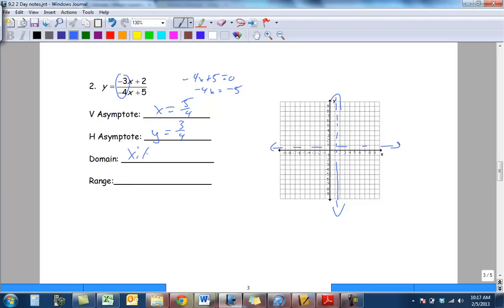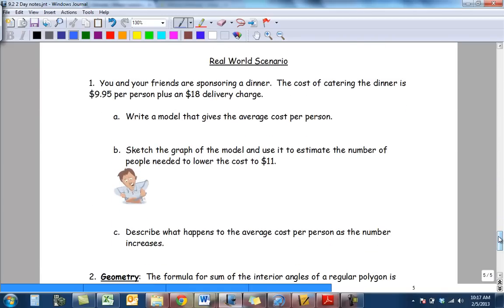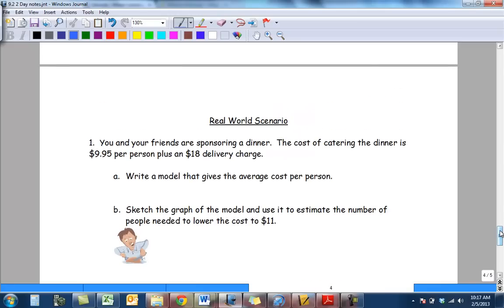Domain, all real numbers, except the asymptote, 5/4, and y is all real numbers except 3/4, the other asymptote, little curly brackets, and so on. Yeah, so do 1, 2, 3, and 4. But what I want to talk about in this video are the word problems. Now, the real world scenarios.